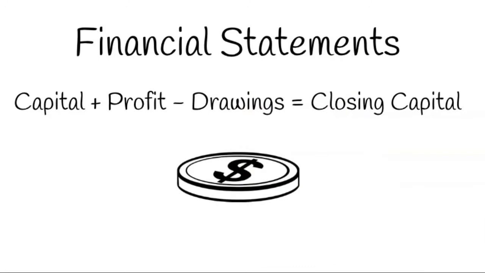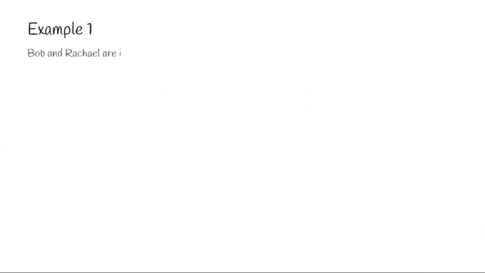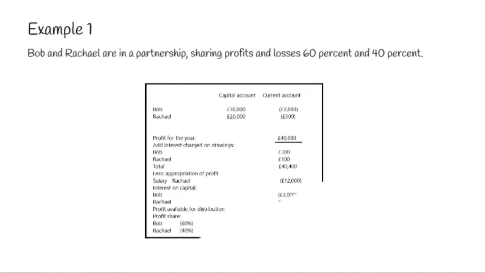Finally, let's do a worked example. So Bob and Rachel are in a partnership where Bob receives 60% of the profits and Rachel receives 40% of the profits. Here we have some information about the year end, with the current account balances brought forward of £2,000 and £300. The profit for the year is £40,000. We have interest on drawings of £300 and £100. Rachel has a salary of £12,000 and there is interest on capital of £3,000 and £4,000.